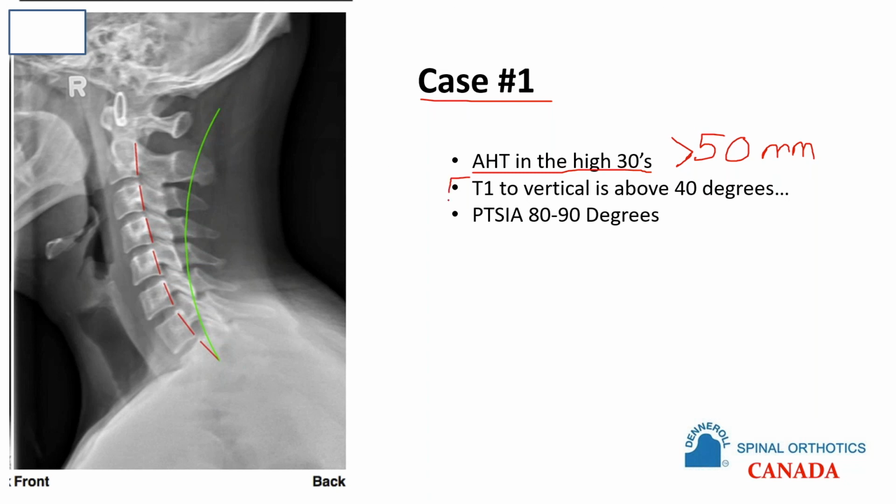But that would be neglecting looking at these two values, because his T1 relative to vertical is above 40 degrees, right? So let me draw that. So T1 is right here, okay? So hallucinate that this is a vertical line up, okay?